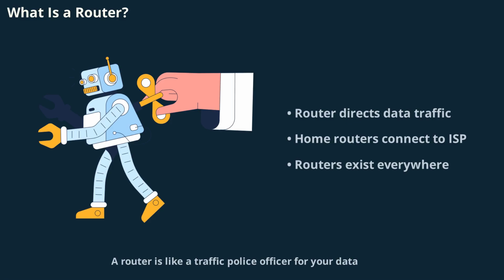A router is like a traffic police officer for your data. It looks at each data packet and decides the best route to send it forward. Your home Wi-Fi router does this too. It connects your devices to your internet service provider, ISP, and helps direct your data to where it needs to go. Routers are everywhere, from your living room to giant data centers, making sure that every packet finds its way across the digital highways of the internet.